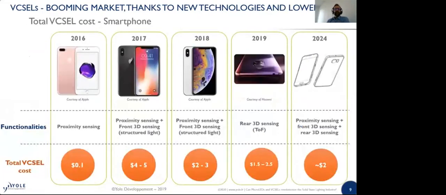More precisely on the cost aspects, in 2017, the total VCSEL cost per smartphone was estimated between $4 and $5. The year after, it dropped to between $2 and $3, evidence of a strong price decrease. As a global forecast, we expect that by 2024, all the VCSEL devices related to proximity sensing, but also to front and rear 3D sensing modules, will cost around $2 per smartphone.